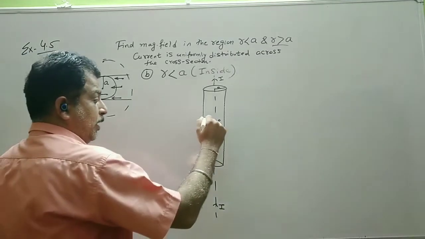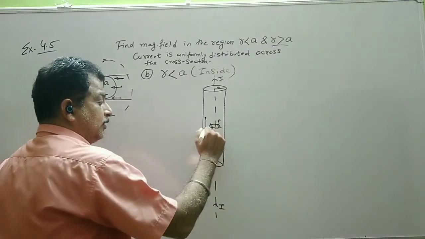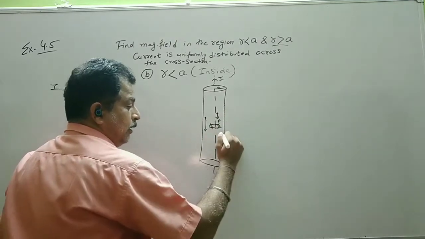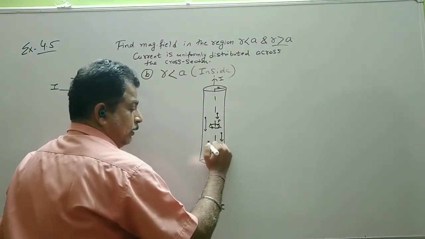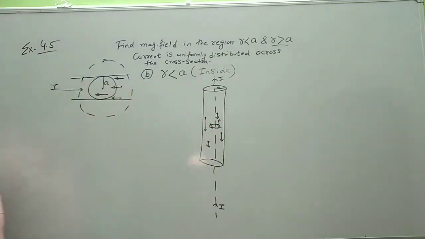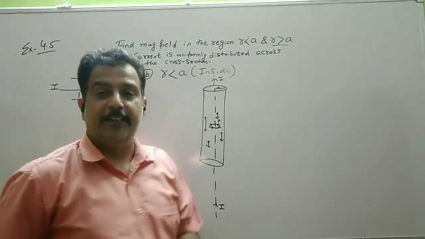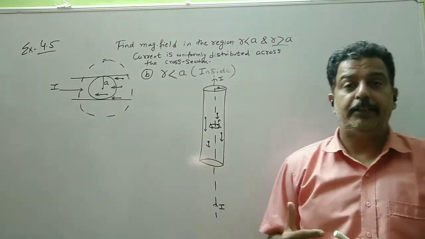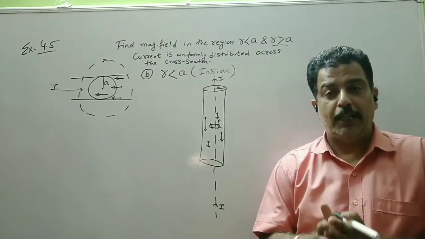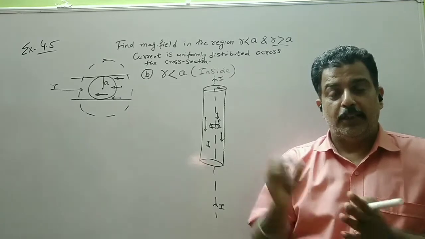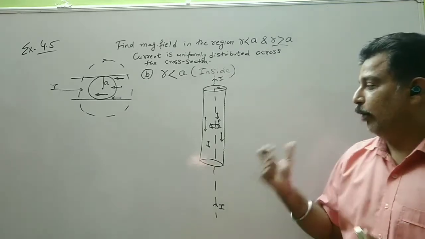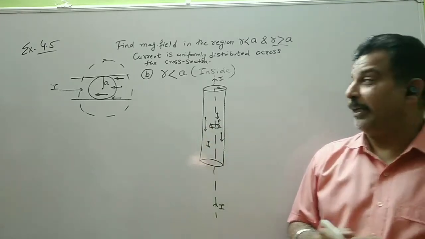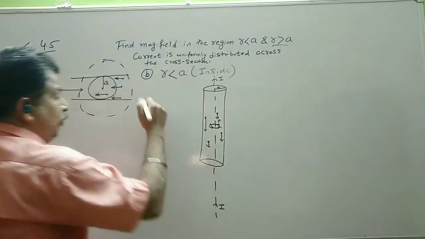Here it may be possible that some electrons are not passing through this Amperian loop. So the magnetic field intensity contribution of the current is not due to all the electrons. So in this situation, we have to find out how much current is enclosed in this Amperian loop. So let us see how we will find it.